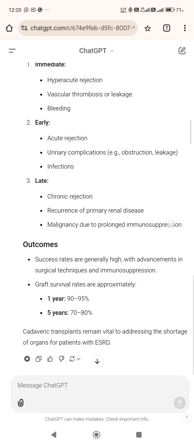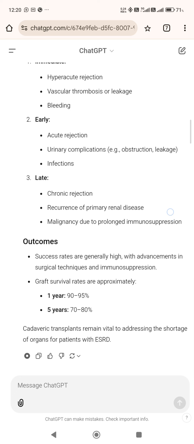Outcomes. Success rates are generally high, with advancements in surgical techniques and immunosuppression. Graft survival rates are approximately, 1 year, 90 to 95%, 5 years, 70 to 80%. Cadaveric transplants remain vital to addressing the shortage of organs for patients with ESRD.